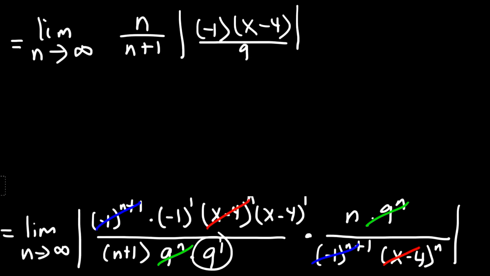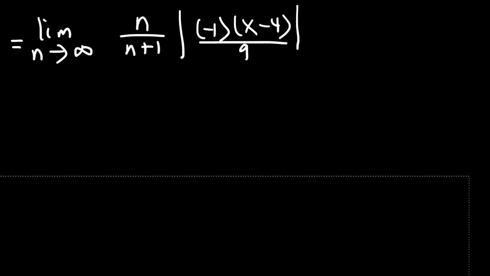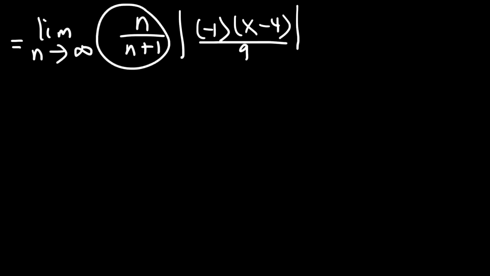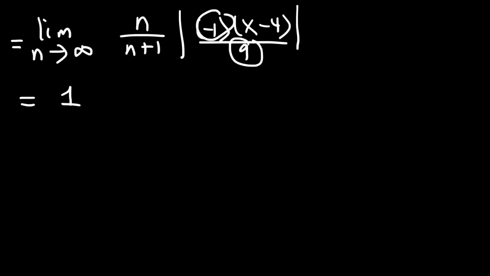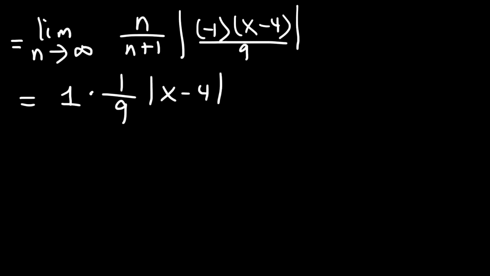As n goes to infinity, what happens to n over n plus 1? This becomes 1. 1,000 over 1,001, that's about 1. And then the absolute value of negative 1 over 9, we can take that out of the absolute value expression and write it as 1 over 9. So what we have now is 1 over 9 times the absolute value of x minus 4. And this is going to converge when the ratio test is less than 1.